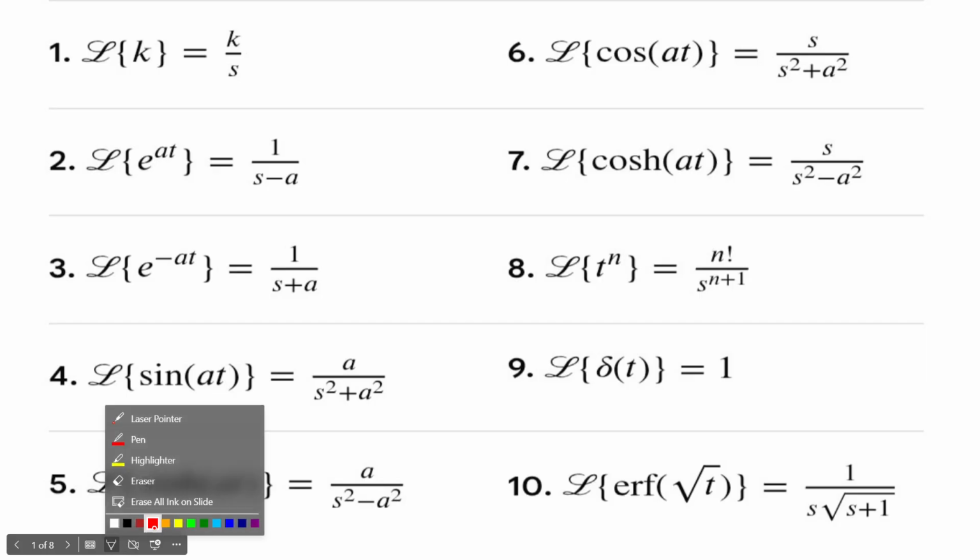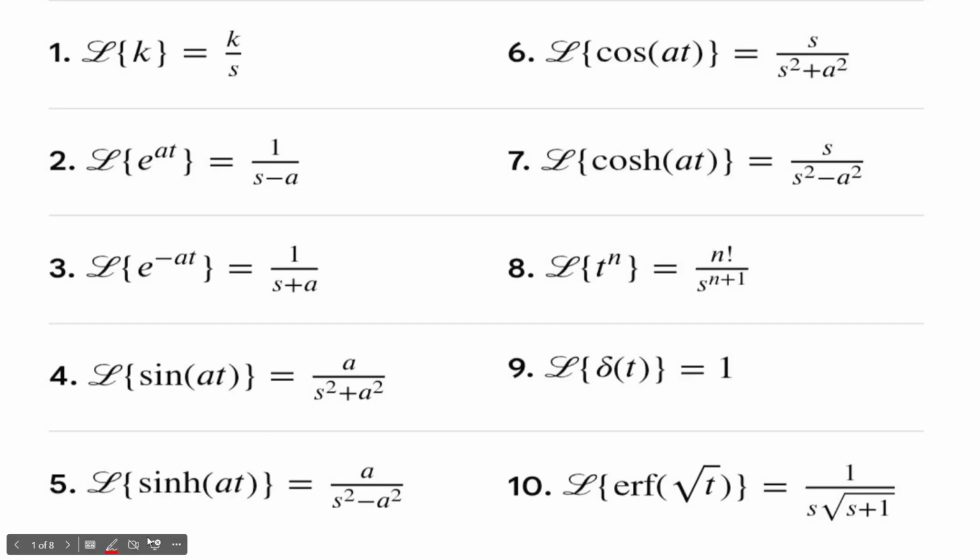So before starting to solve the questions on properties, let's revise the formulas first. We know that Laplace of k, Laplace of any constant, is k by s, means Laplace of 1 will be 1 by s, 10 will be 10 by s, in this way. Formula number 2, Laplace of e raised to at. Laplace of e raised to at is 1 over s minus a, where a is a constant term. E raised to 5t Laplace will be 1 over s minus 5.